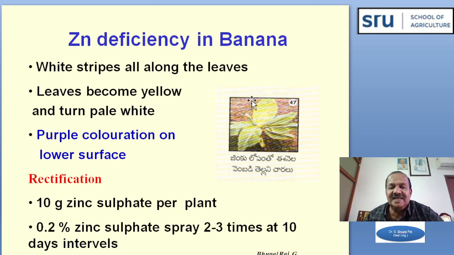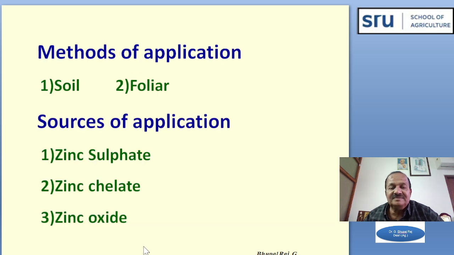Then in banana also, leaves will become yellow and later on purple coloration on the lower surface. The main rectification here is to apply 10 kg zinc sulfate per plant, and 0.2% zinc sulfate spray 2 to 3 times at 10 day intervals will rectify the zinc deficiency in banana.